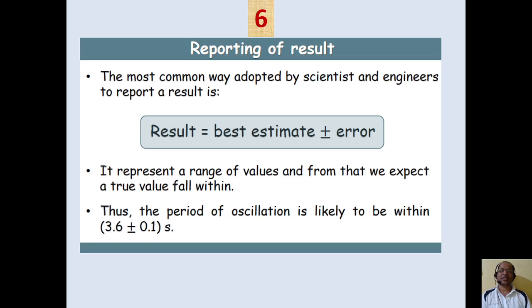In certain cases, reporting of results is done by scientists or engineers. In our example, we can write the period of oscillation as 3.6 plus minus 0.1 second. In this case, the first part, 3.6, is the average value of the reading, and the second part, 0.1, is the average absolute error.